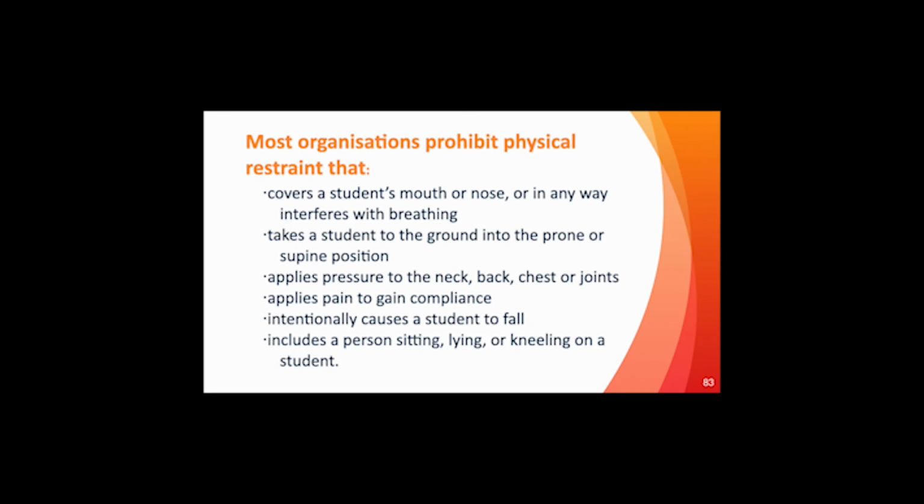Most organisations prohibit restraint that covers a student's mouth or nose or in any way interferes with breathing, that takes a student to the ground into the prone or supine position, that applies pressure to the neck, back, chest or joints, that applies pain to gain compliance, that intentionally causes a student to fall, that includes a person sitting, lying or kneeling on a student. So most organisations prohibit physical restraint that does any of those things.